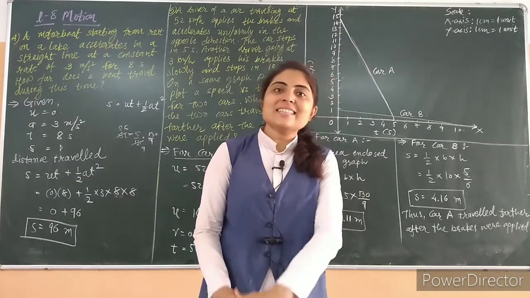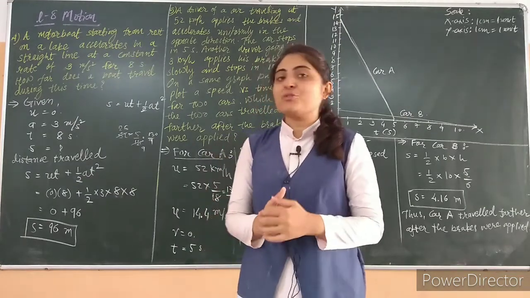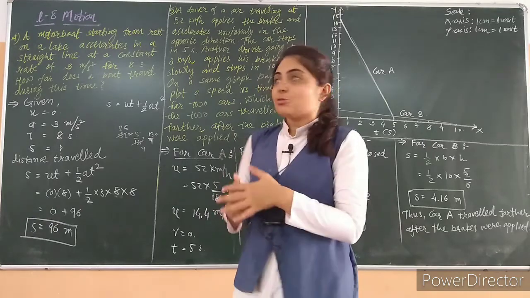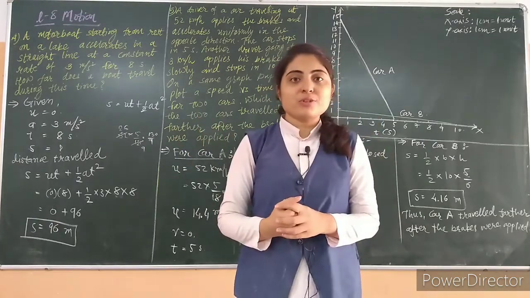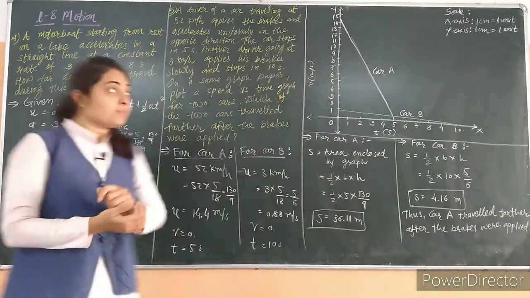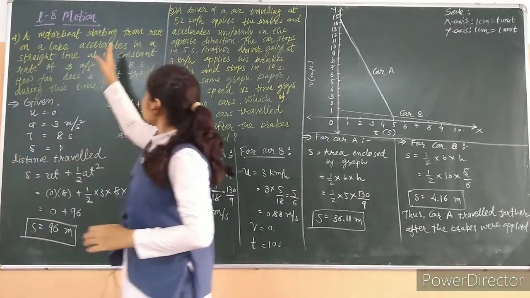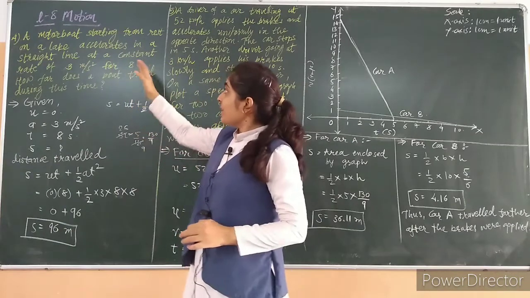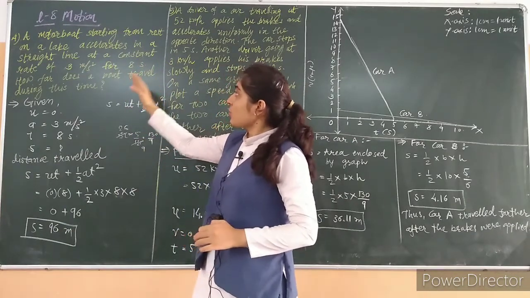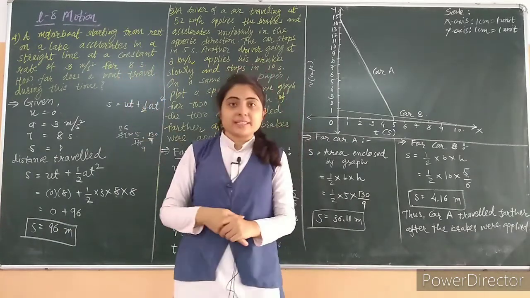Hello students, in lesson number 8, we were doing the exercise numericals. So further, question number 4. See the question. A motorboat starting from rest on a lake accelerates in a straight line at a constant rate of 3 meters per second square.